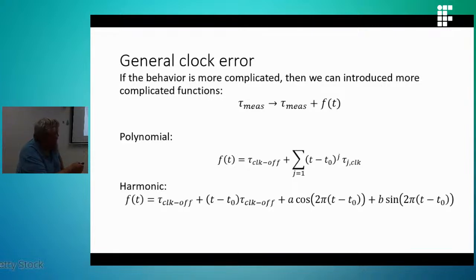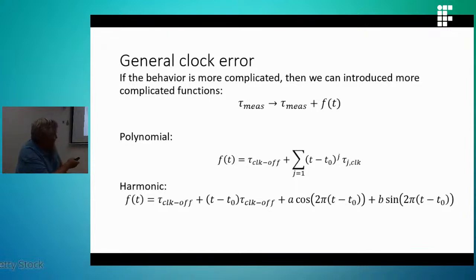And one rationale for this is that sometimes the hydrogen masers' behavior is temperature dependent. So it depends on how hot and cold it is. So you may have variation over the day as things get hotter and colder. And you could have this as complicated as you want to do.